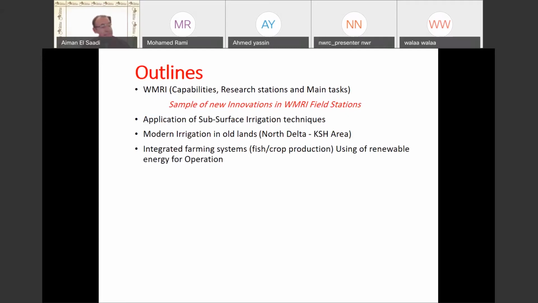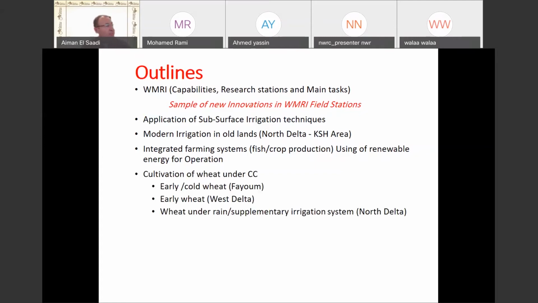At the moment, a mega project is running within the ministry, applying modern irrigation techniques mainly in the old land, and some test studies have been done in partnership. The integrated farming system introduces fish farming with crop production using the same source of water to improve the return per unit of water.